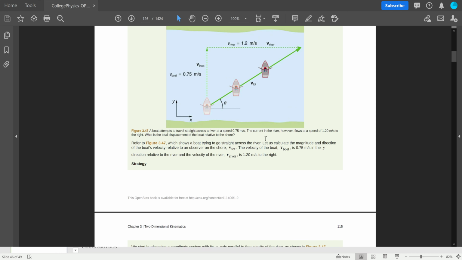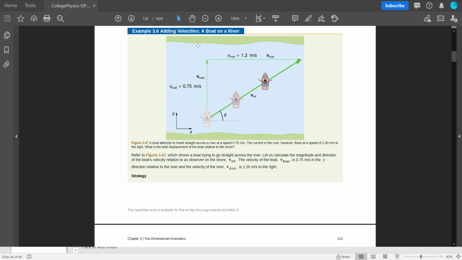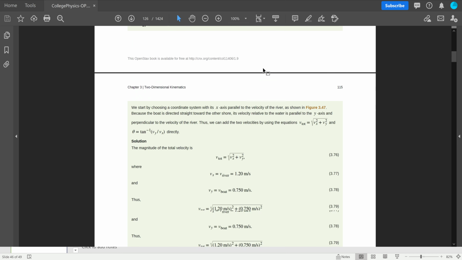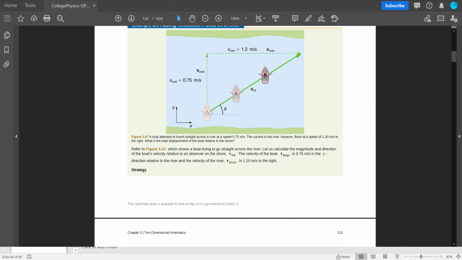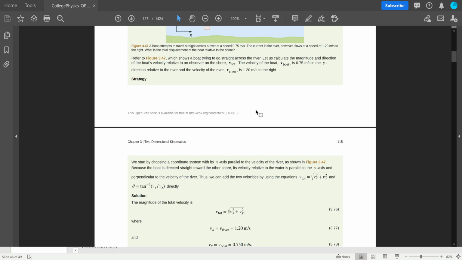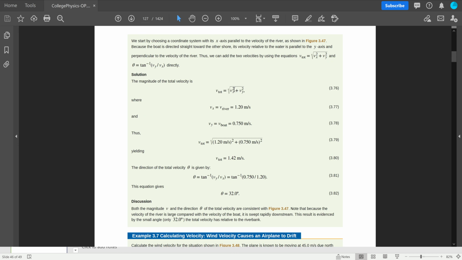So we know that our velocity in this direction, we'll call this our y direction. It's always important to denote which one's your x and which one's your y. We know that our velocity in the y direction here is 0.75 because that's the velocity of the boat. But we also know that the river is trying to push it to the right at 1.2 meters per second. So we need to find our resultant here. We need to find how fast it's actually going in total, our resultant. So we do that with a squared plus b squared.